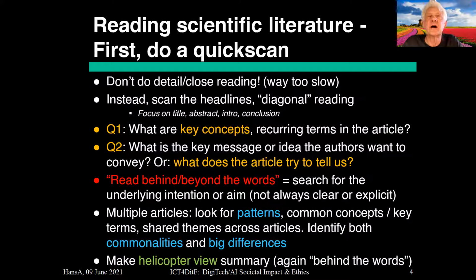What is often a big issue, and I already said this last time, is that you will read a lot of literature, and that's also the case in a master thesis or a PhD thesis. How do you do that? You have limited time and so many pages. The first guideline is don't do detail or close reading to start, because you will never get there. It's more like diagonal reading: scan the headlines as you do with a newspaper. Find out what the key concepts are, what the key idea or key message behind the words is, what they try to tell you, and pick that up. That's sometimes called a helicopter view. You must be a bit on top above all the big literature.